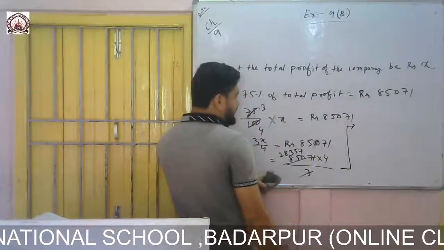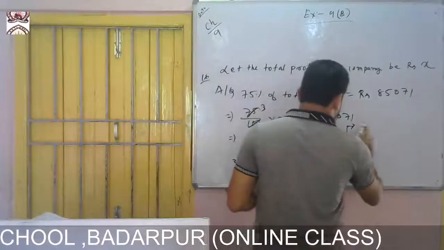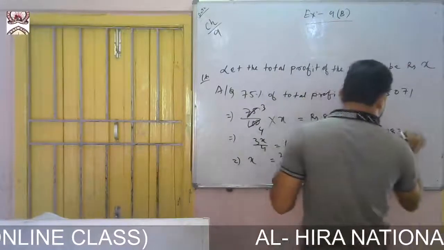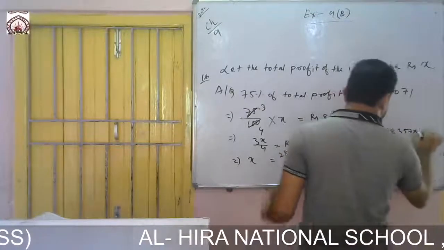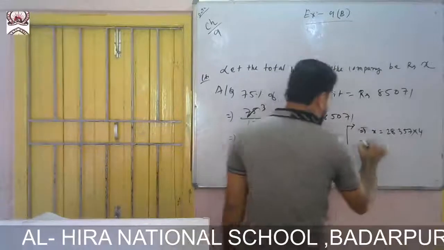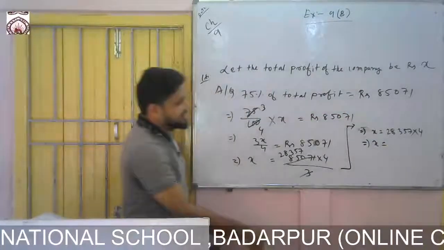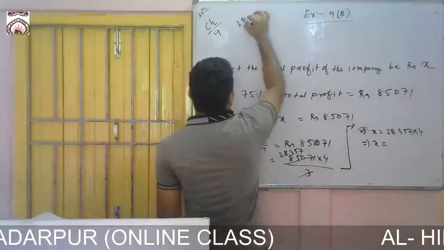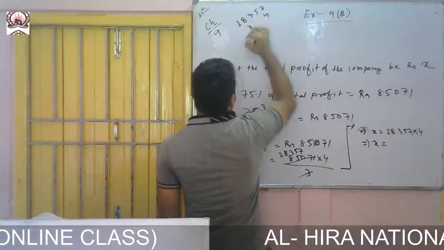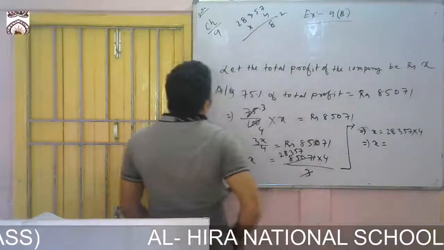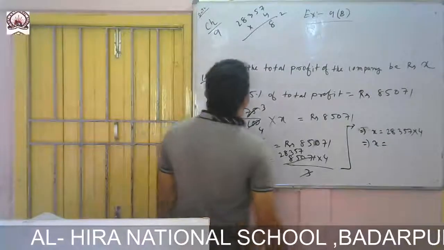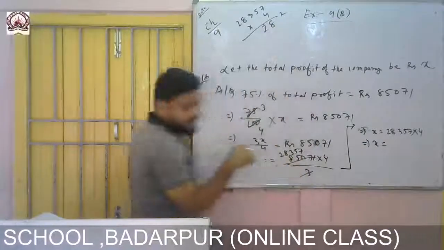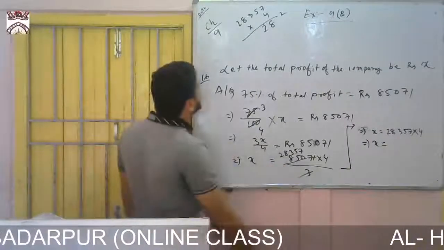So X will be 28357 into 4. So 28357 into 4, you multiply, you will get the answer. 4 7s are 28, hand 2. 5 4s are 20, hand to 22. Now again remain 2.